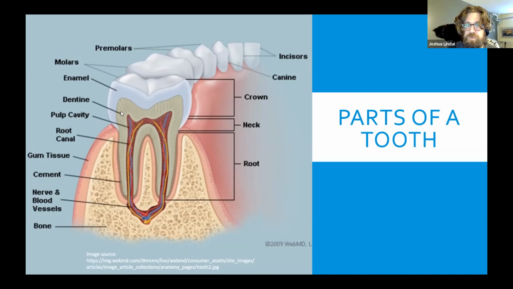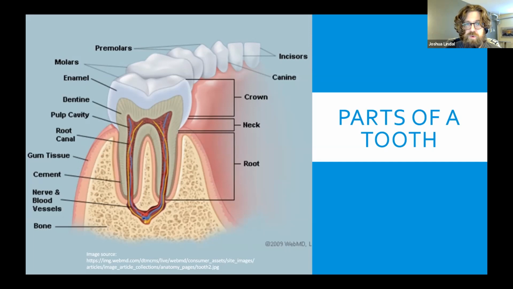The part that's inside your mouth is called the crown. It's used for biting and chewing. And then there's also the internal part, which you can't see, or you shouldn't be able to see, the root, which anchors the tooth into the jawbone. The crown is covered in a dense mineral layer called enamel. Enamel is the hardest material in the body.